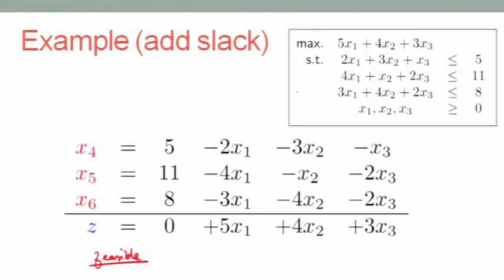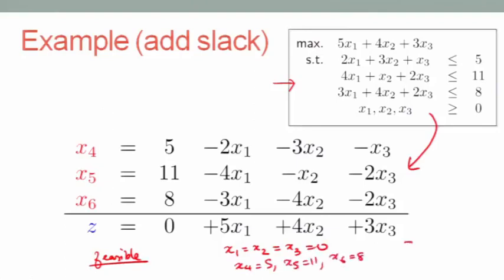Okay, so to keep your focus, here's the original problem, here is the dictionary. And if you have been following me all along, then there is no magic going on here, just a series of steps to get me from here to here. Okay. The solution associated with this dictionary is x1 equals x2 equals x3 equals 0, x4 equals 5, x5 equals 11, x6 equals 8, and the objective z in this dictionary is 0. And remember, z needs to be maximized. Right here it says z needs to be maximized.